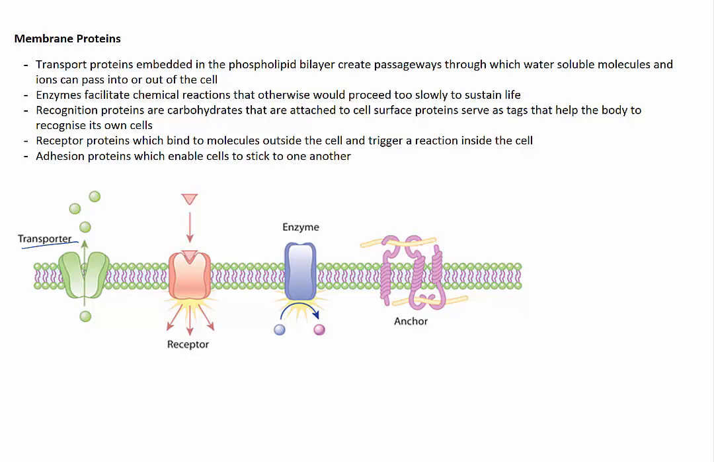Transport proteins embedded in the phospholipid bilayer create passageways through which water-soluble molecules and ions can pass into or out of the cell. An example is the rapid movement of ions across the membrane when a nerve is stimulated, and this causes a dramatic change in the electrical potential difference, which is the difference in positive and negative, across the membrane, and explains how the electrical charge of a nerve impulse is transmitted along nerve cells. There are also enzymes, which are a very important protein embedded in the cell membrane, and these enzymes facilitate chemical reactions that would proceed too slowly to sustain life without these enzymes.